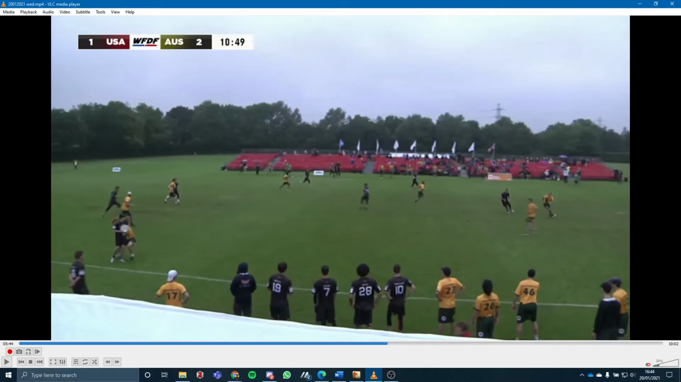Does anybody know what happens if in this situation a travel is called? Does play stop? Who gets the disc? What does a stall count come in again?